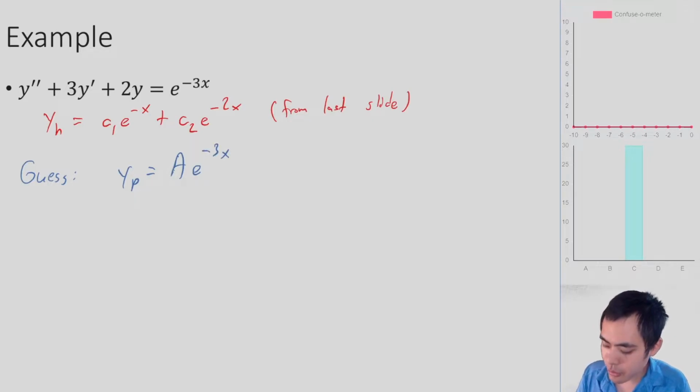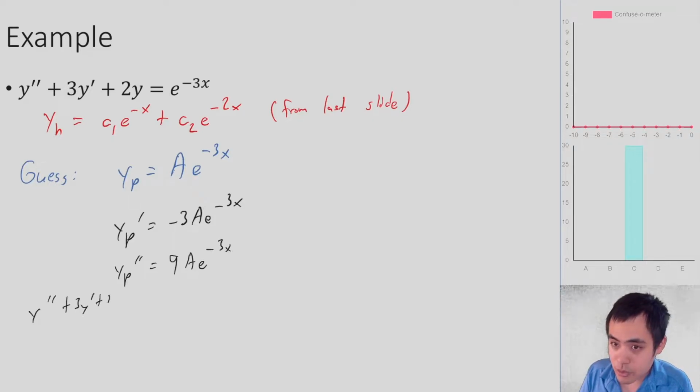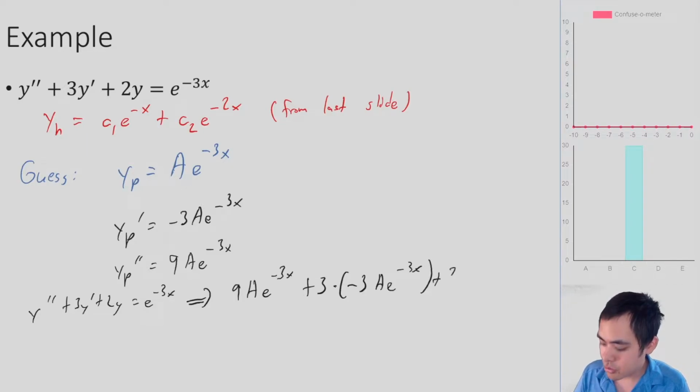So then we are left with yp prime is equal to minus 3a e to the minus 3x, and yp double prime is going to be equal to 9a e to the minus 3x. So from y double prime plus 3y prime plus 2y is equal to e to the minus 3x, that gives us 9a e to the minus 3x plus 3 times minus 3a e to the minus 3x plus 2 times a e to the minus 3x is equal to e to the minus 3x.